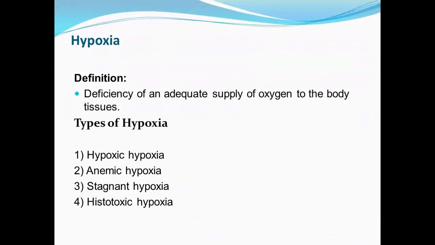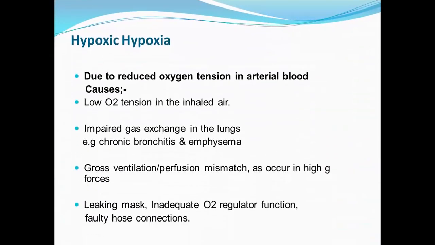So let us start the discussion with the definition. Hypoxia is defined as deficiency of an adequate supply of oxygen to the body tissues. Whenever there is an inadequate supply of oxygen to any of the tissues, this condition is known as hypoxia. It is classified into four major types: hypoxic hypoxia, anemic hypoxia, stagnant hypoxia, and histotoxic hypoxia. Now let us see what happens exactly in these types of hypoxia.